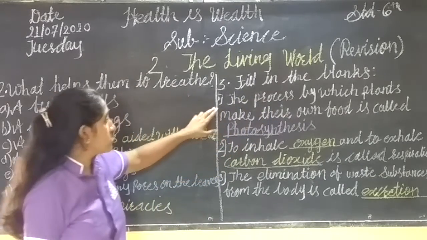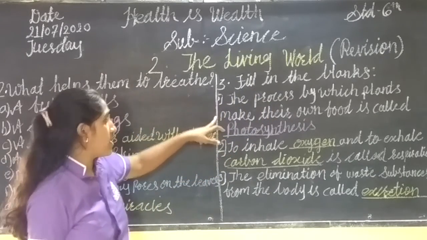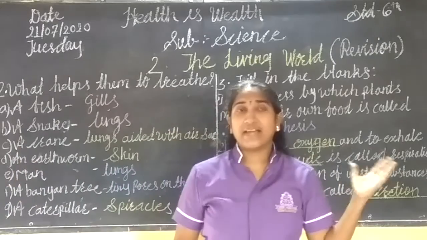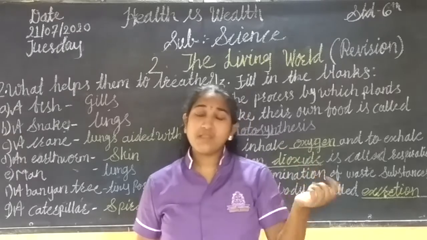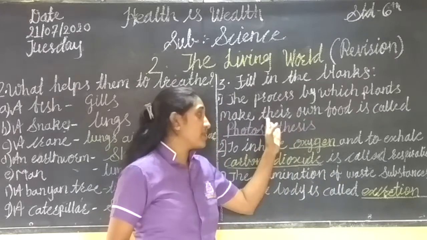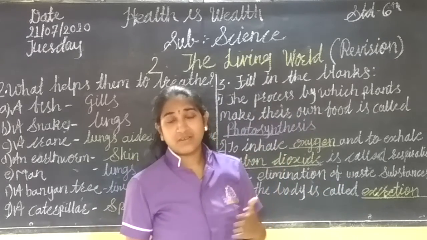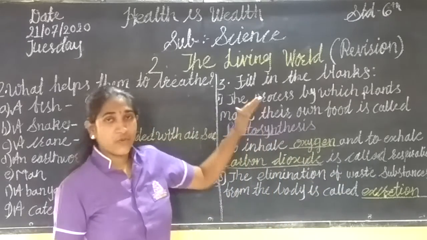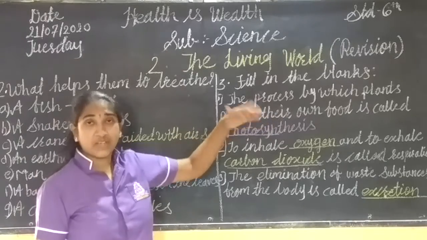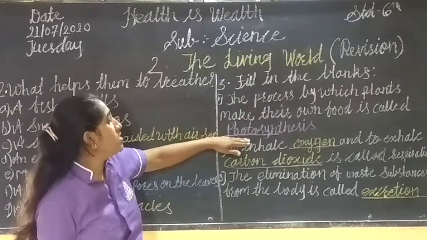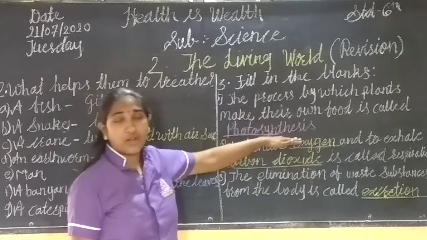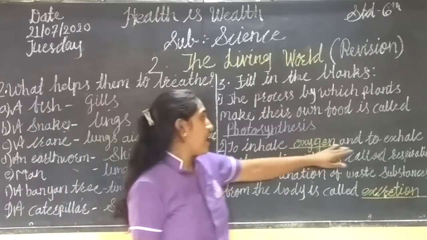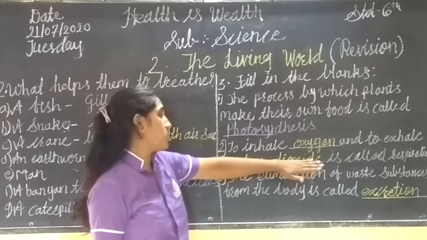Okay. Now, your question number 3 from your textbook is filling in the blanks. Your first question is: the process by which plants make their own food is called. We already learned that human beings make their own food and plants also make their own food. But what is that process in plants? That process is called photosynthesis.